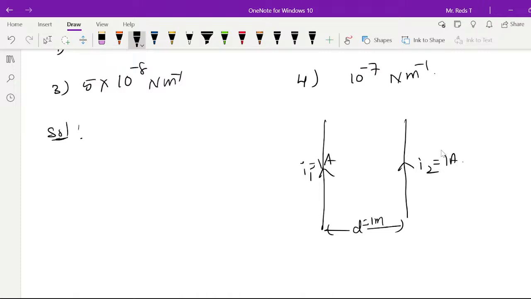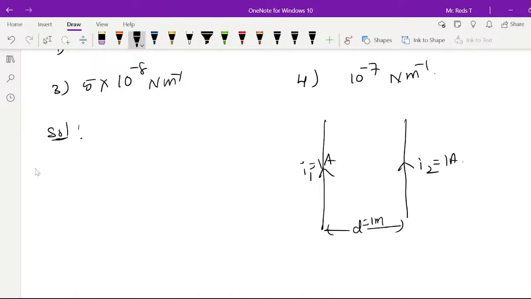Then the force of attraction per unit length between them. As it is given that it is a force of attraction, you have to understand that current in both wires is flowing in the same direction. It is not mentioned, but it is mentioned that there is attraction between them. When current is flowing in the same direction, they will attract. In opposite direction, they repel. So you have to conclude that the current should be flowing in the same direction. So the data you have to understand carefully.